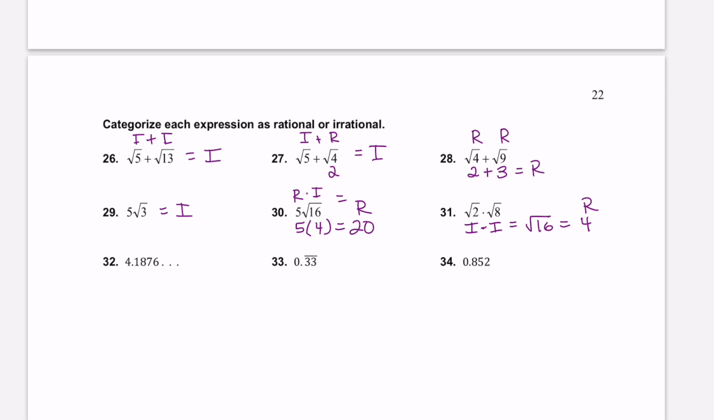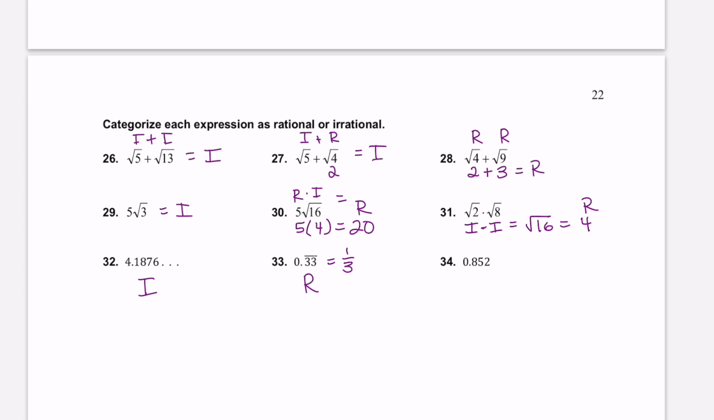Now on 32 we have 4.1876... it's not indicating that anything is repeating. So a repeating line would be like on 33 where there's a line above it. So I'm assuming this is going to be an irrational number. 0.333, if it repeats or ends, it will be a rational number. This is equal to 1/3. If I divide that out, 3 into 1, it always gives us 0.333, and it just keeps going forever.